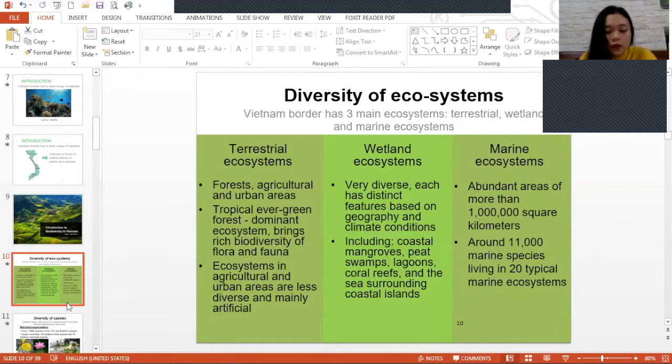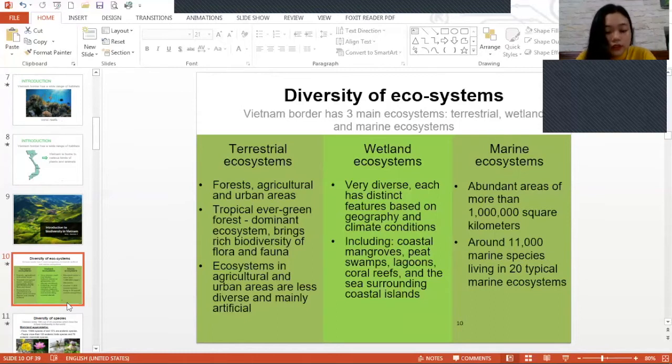Tropical evergreen forest is the dominant ecosystem, which leads to rich biodiversity of both flora and fauna. The ecosystems in agricultural and urban areas are less diverse and mainly artificial. Secondly, the wetland ecosystems are very diverse and each have distinct features based on the geography and climate conditions.